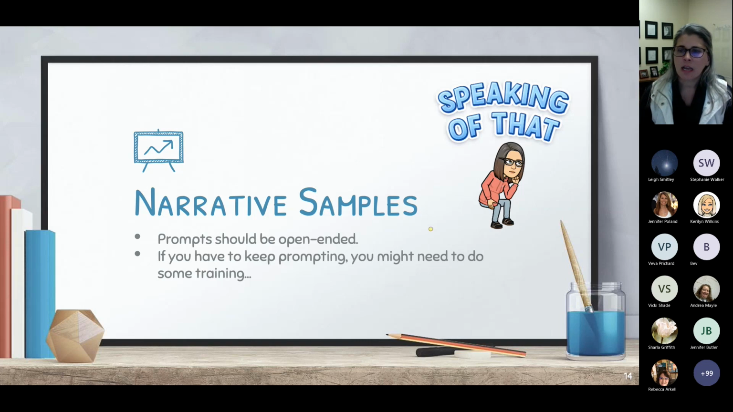But sometimes, in particular with narrative samples, we're asking our students to do something that they may not have ever done before, which is listen to a story and retell it. So they're unfamiliar with the task and don't know what it is that you're really asking them to do. And so you may need to do some really quick training on what it is that you mean with this particular type of activity.